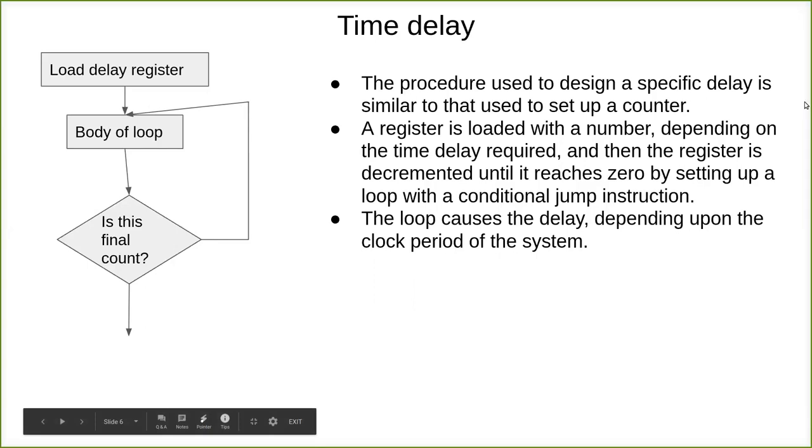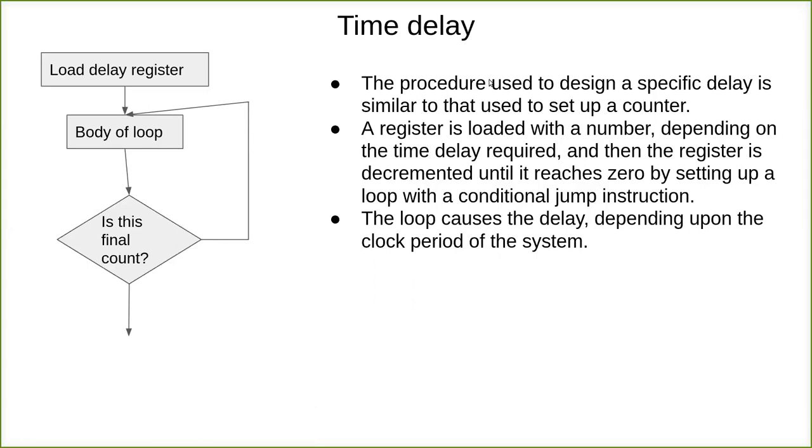The procedure used to design a specific delay is similar to that used to set up a counter. A register is loaded with a number depending on the time delay required, and then the register is decremented until it reaches zero by setting up a loop with a conditional jump instruction. The loop causes the delay. You can introduce this delay in the appearance of a traffic signal. If it has to appear for 90 seconds, it will count up to 90 times, and while it is counting you have to introduce a time delay. So a 90 second time delay has to be introduced. The loop causes the delay depending upon the clock period of the system.